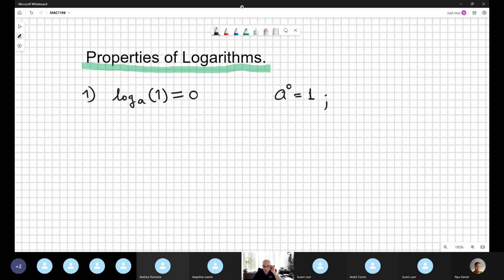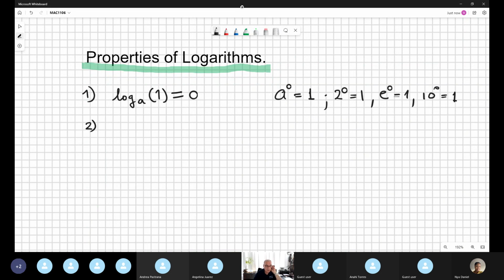Example to understand this: 2 to the 0 is 1, e to the 0 is 1, 10 to the 0 is 1. So any number raised to the 0 power is 1. This is equivalent to this. So you remember, logarithm of 1, automatically you put 0.